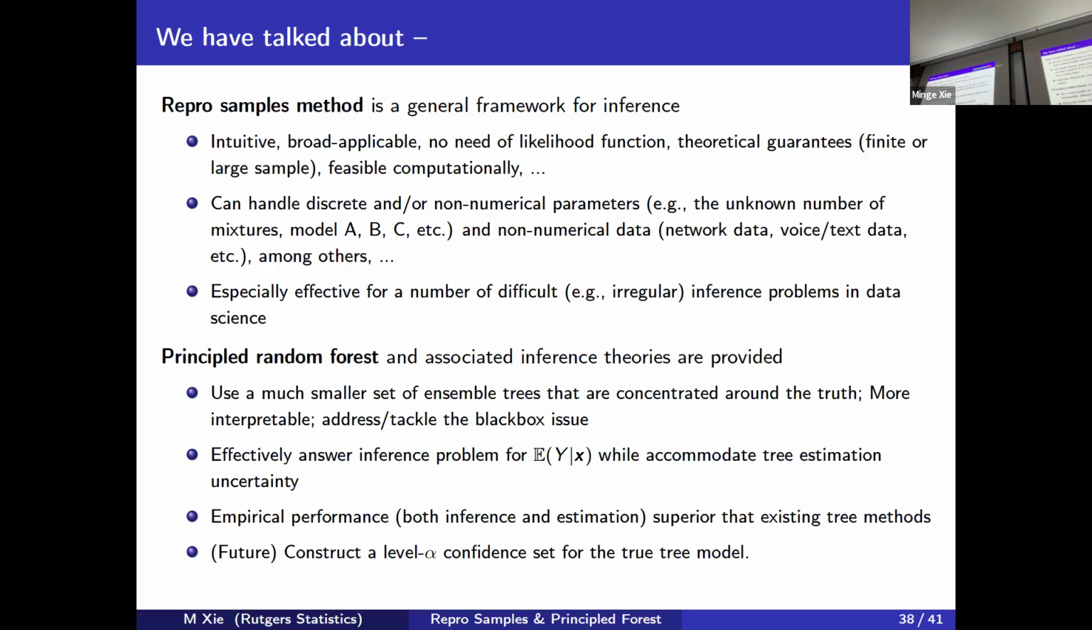One thing I want to confess that I didn't mention here is that it is computationally more expensive, because I need to fit many generated models. And with the principled random forest, we get a small set of trees, which is more interpretable and tackles the black box issue somewhat. The second thing is that it effectively answers the inference problem while accommodating tree uncertainty estimation. So empirical performance is actually better than existing methods.